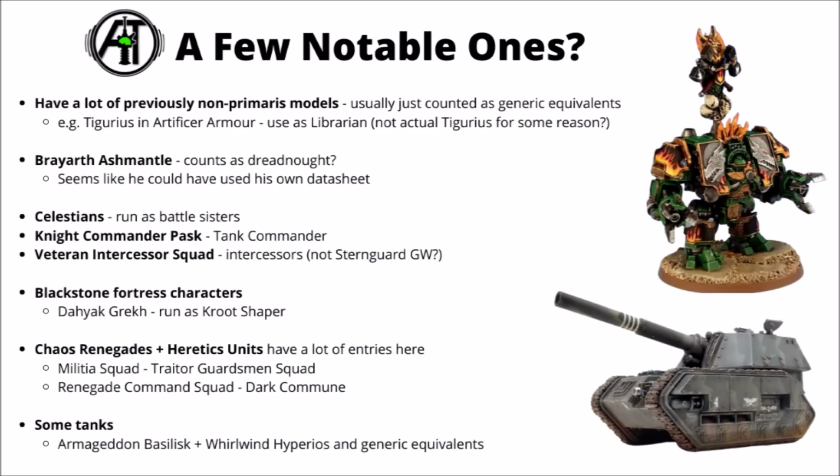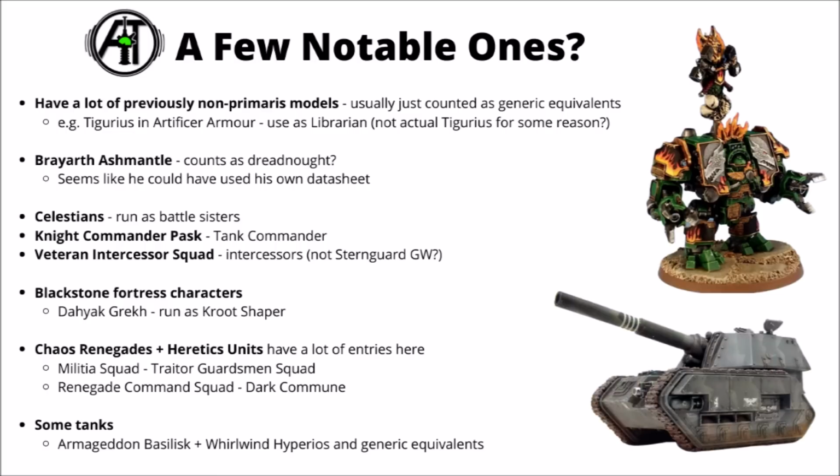Knight Commander Pask is just recommended to be a generic tank commander. That one makes sense, I guess. There's a couple of the Blackstone Fortress characters, say for example Dahyak Grekh can be run as a Kroot Shaper. A fair few of the Chaos Renegades and Heretics units are here as well, things like the Militia Squad to be run as a Traitor Guardsman Squad, or Renegade Command Squad as a Dark Commune. There are a good few entries for them in the actual Legends datasheets in the Chaos Space Marine section though too, and we'll have a look at them in a second.